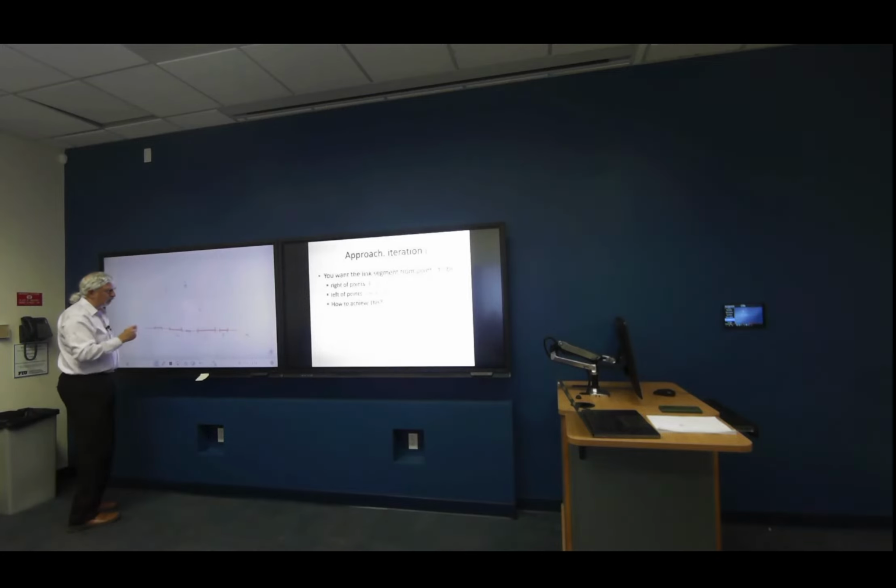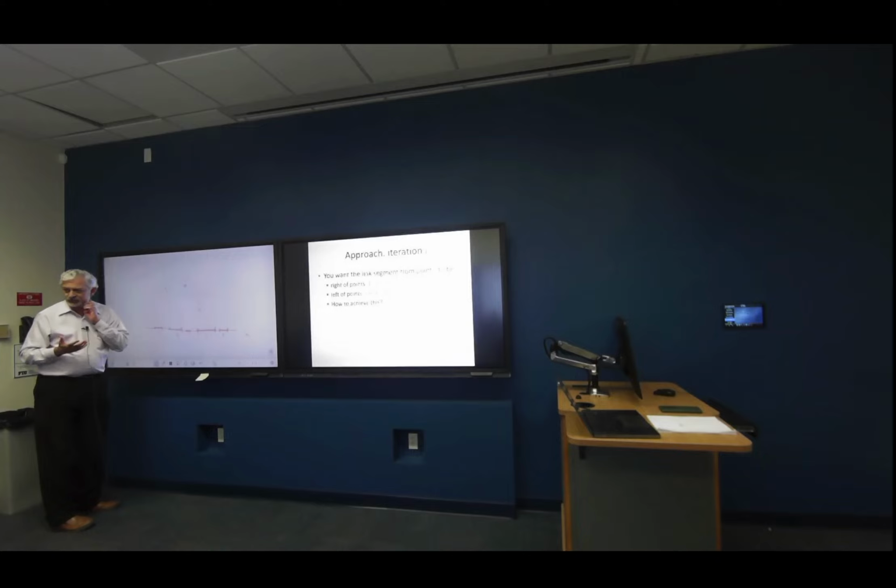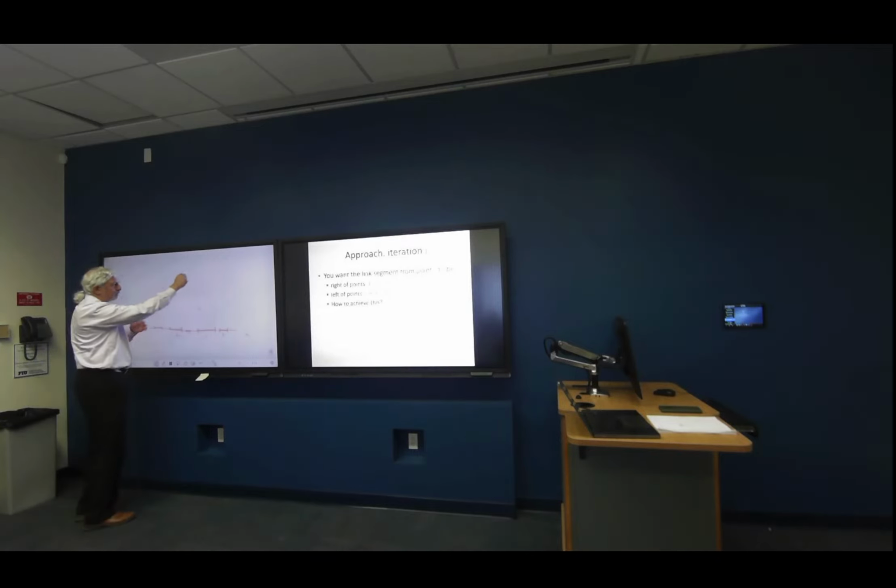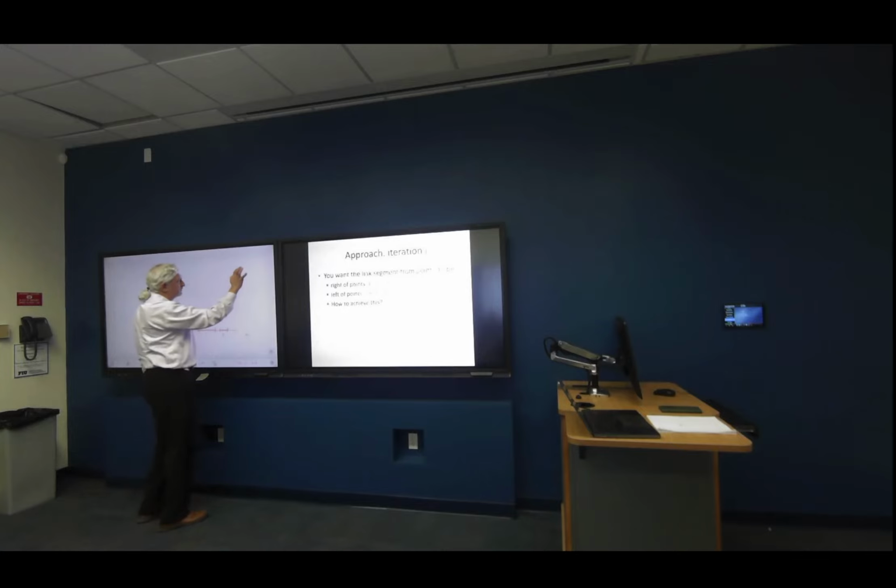I'm going to look at all the points 1 through i minus 1. Some of these points may be over on the right side, some of them may be over on the left side, we have no idea, right? But what I'm going to do is take all the points to the left and build something called the convex hull. By the way, the convex hull is as follows.